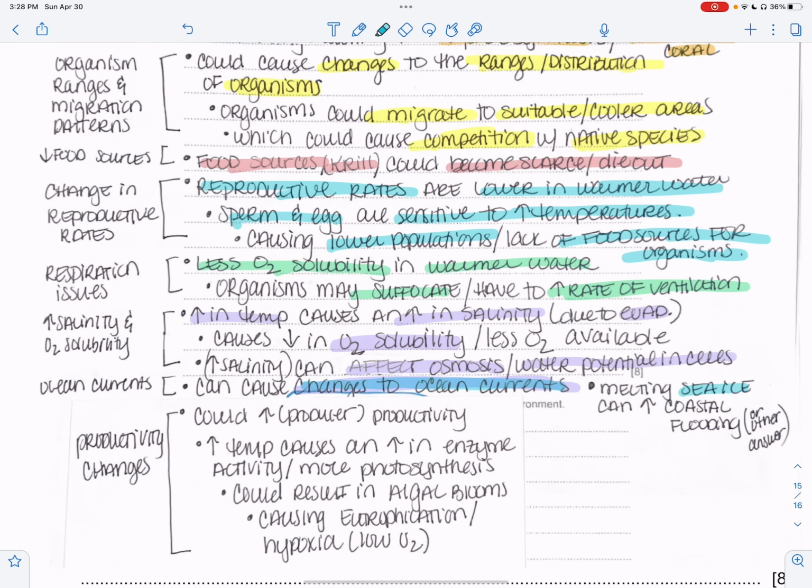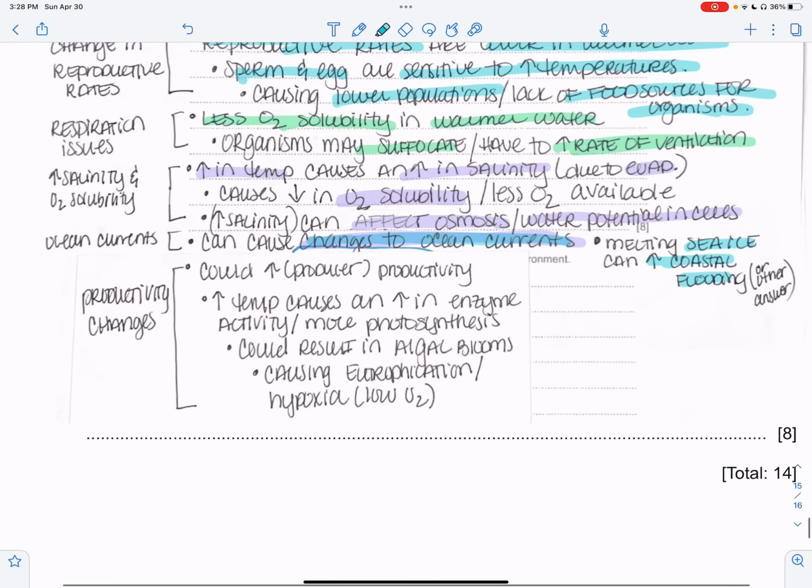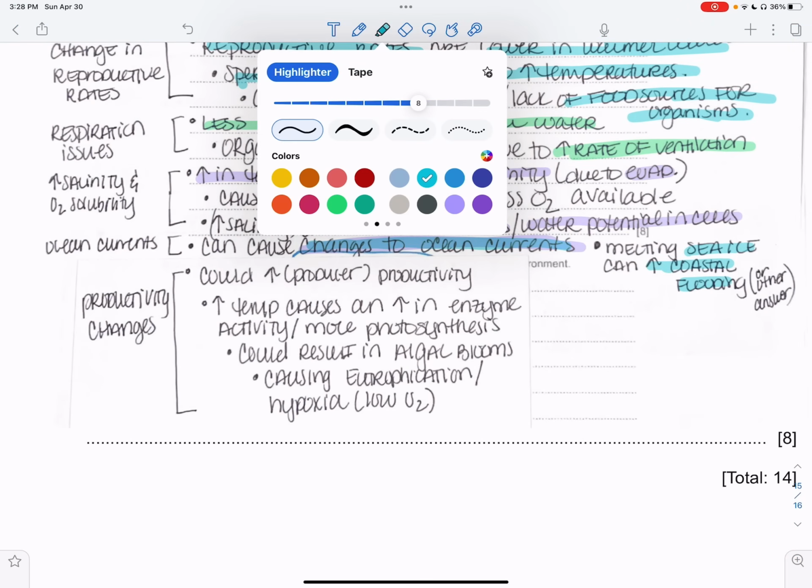Melting ice can increase coastal flooding, or you could talk about other answers, increasing coastal flooding or something else because of sea ice. Maybe it's decreasing habitats for polar bears, breeding areas for polar bears, breeding areas for penguins, and for their eggs to hatch. Causing changes in productivity, or the rate of organic material production.